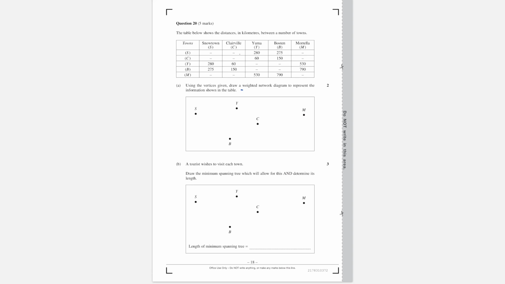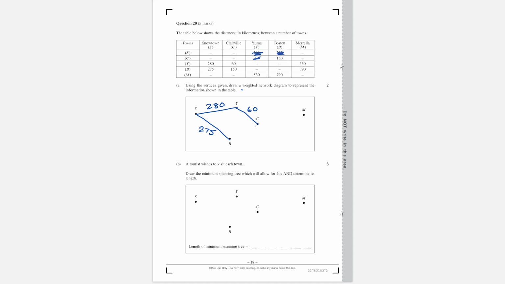The table below shows the distances in kilometers between a number of towns. Using the vertices given, draw a weighted network diagram to represent the information shown in the table. All right, so let's go ahead and fill it in. So the town S is connected to the town Y via 280. I'm just going to strike them out when I add them. S and B are connected via 275. Okay. C and Y are connected via 60.